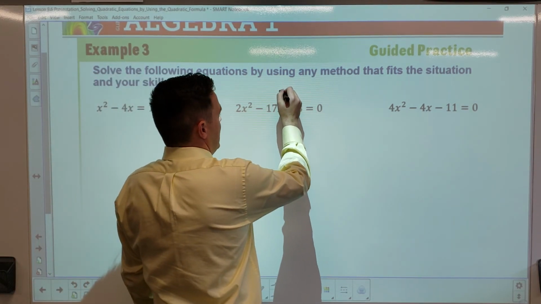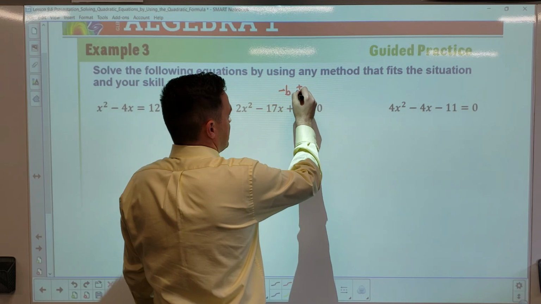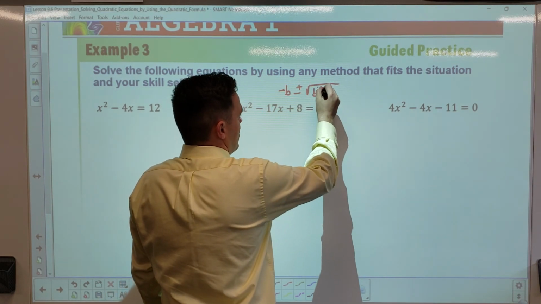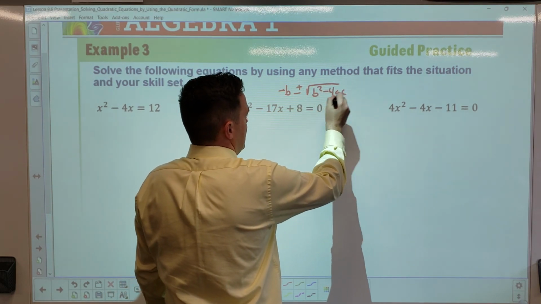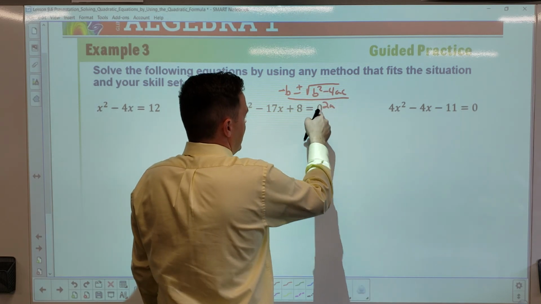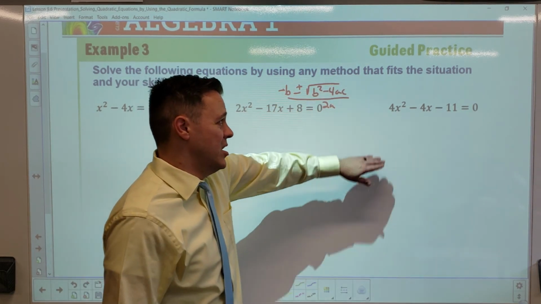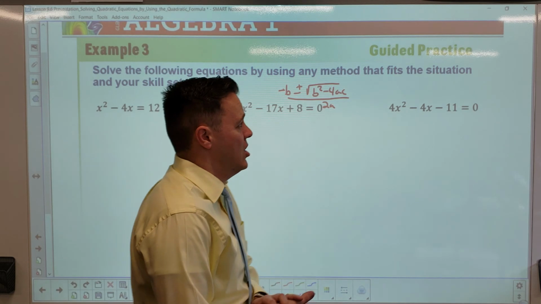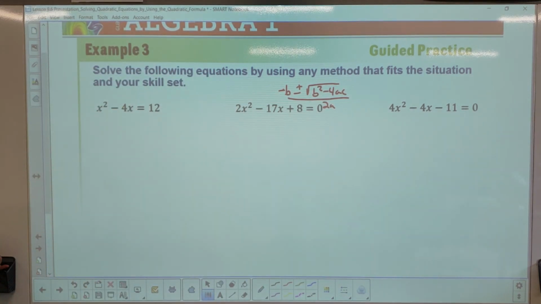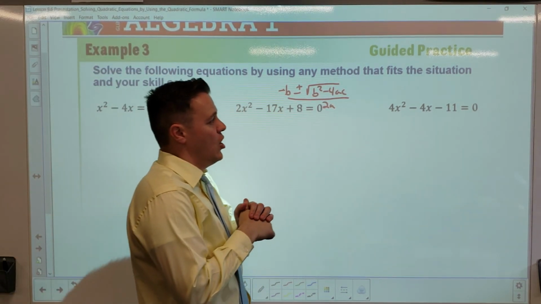So this one would be negative b plus or minus the square root of b squared minus 4ac, over 2a. That looks like this one. And this one here, probably around the same thing, okay? Could graph it, see if you get an approximation. If not, then go from there, okay?